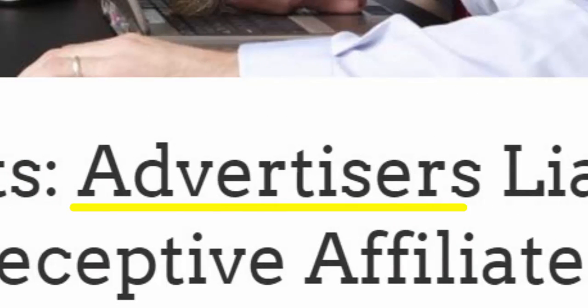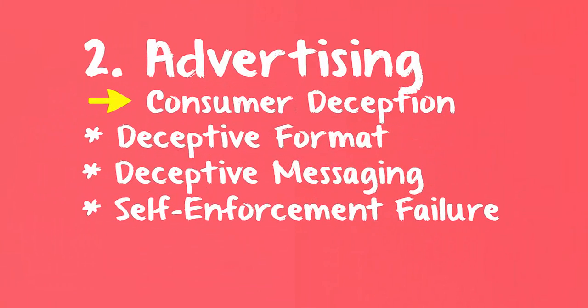But we also learned that advertisers are now being held liable under a failure to self-enforce. Again, it's a management-related issue. So here was one example that really points out 2 types of advertising risks. So here's the summary then in the second category of risk related to advertising involving some kind of consumer deception as to format or the actual messaging itself, or simply a failure to perform self-enforcement obligations.